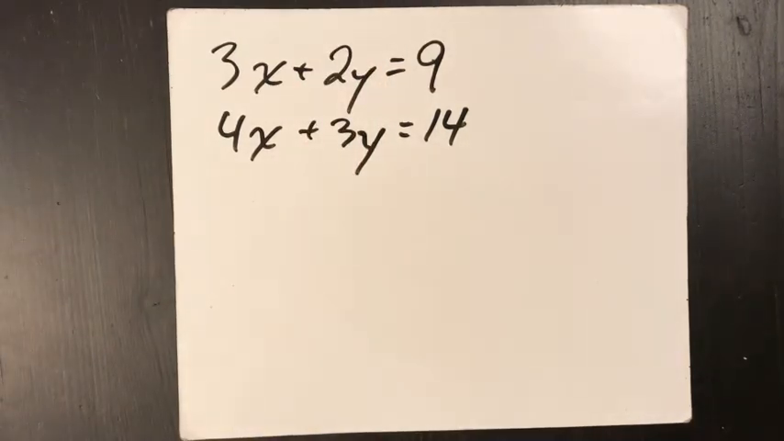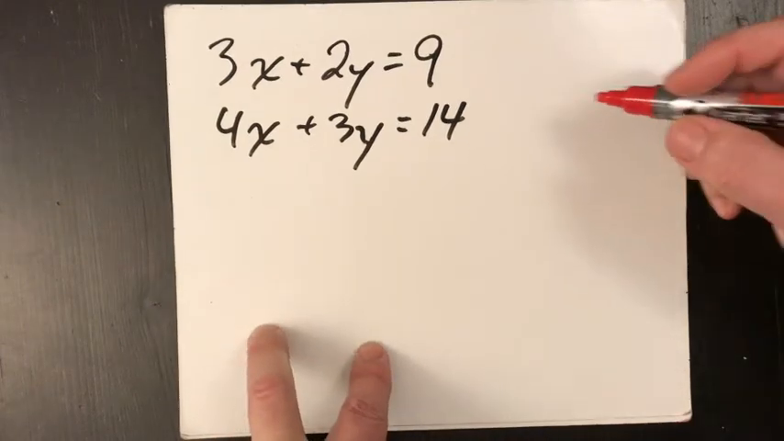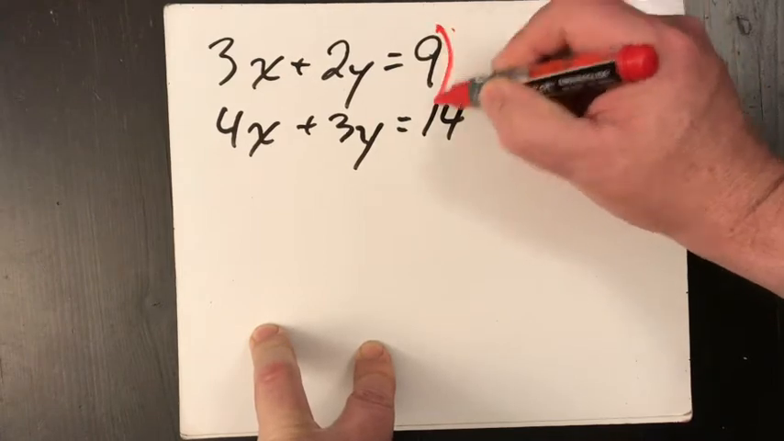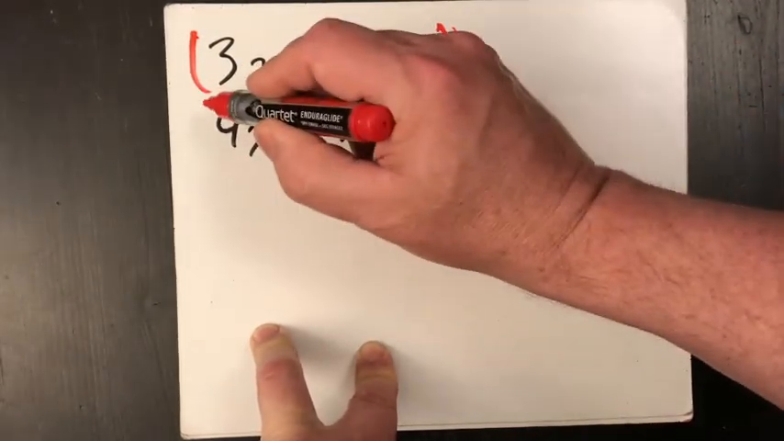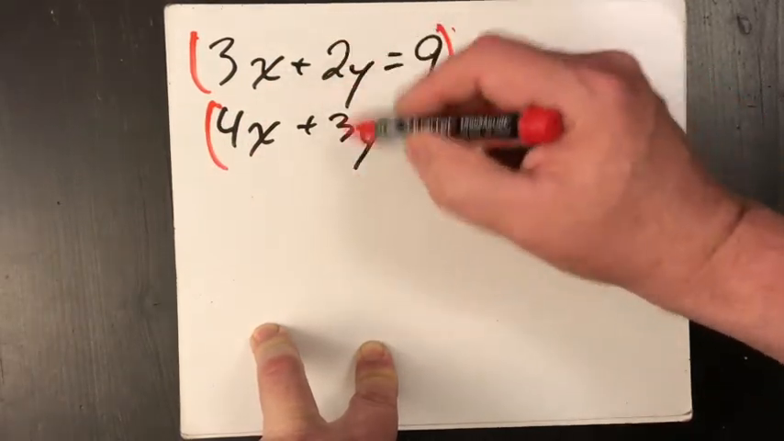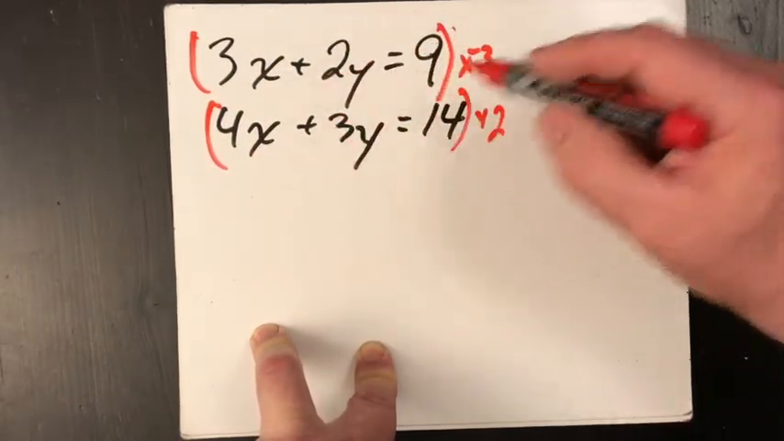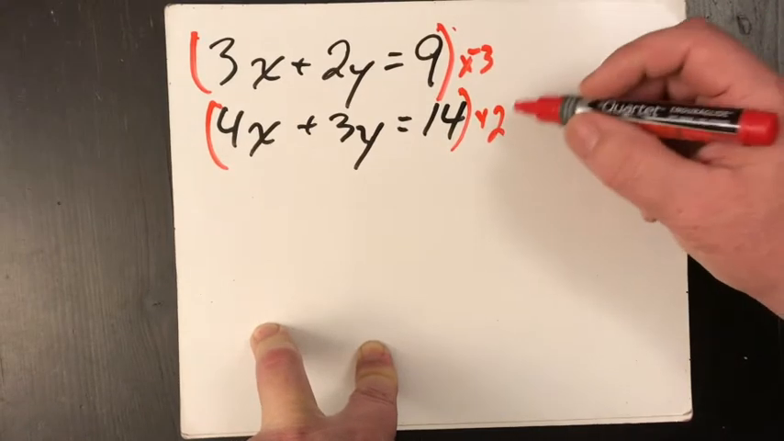Go ahead, I'll wait. Hey, you're back. You probably went with the y's, but I could be wrong. I'm going to take this top line and multiply by negative 3, and the bottom line, I'm going to multiply by 2. Notice that's literally taking those two coefficients and putting them on the opposite side.